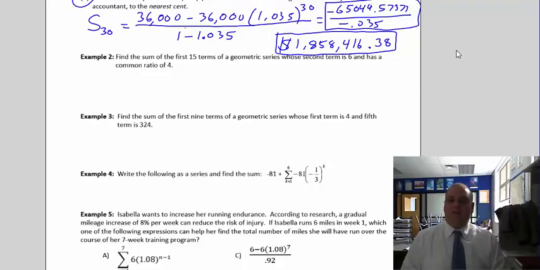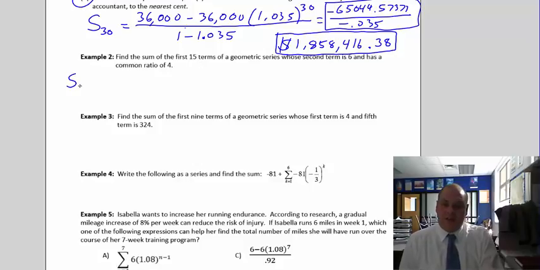So here's some other ones where you might want to use this formula. That's a real life situation. This is just using regular numbers. Find the sum of the first 15 terms. So it's S15. Now they give us the second term is 6 and the common ratio is 4. So you could just divide those, 6 over 4. That'll give you the first term. That'll give you A1. And that's 3 over 2.